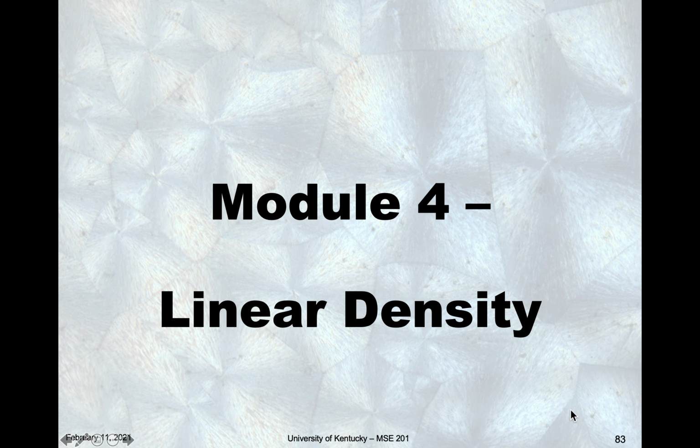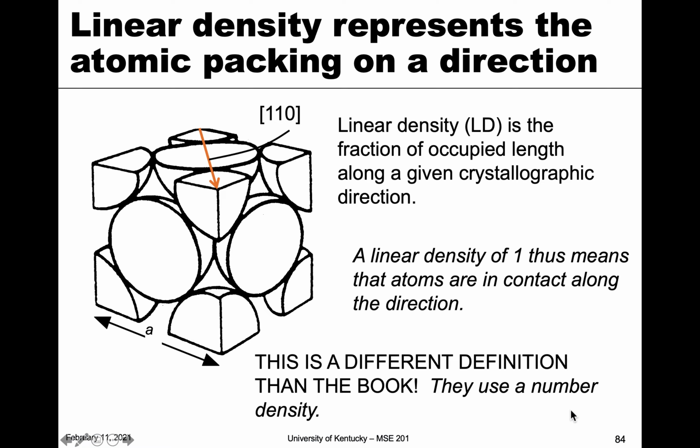All right, so we've talked about crystallographic points, directions, and planes, and now I want to talk about density, and particularly density along one of those directions, so linear density. Linear density represents the packing, like we talked about with atomic packing factor in the previous section, but this is along a particular direction. And so we are talking about basically the fraction of occupied length.